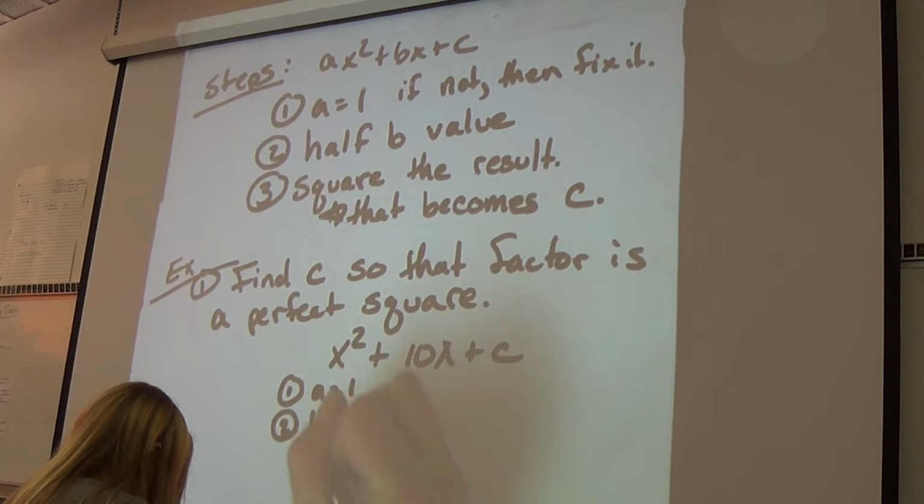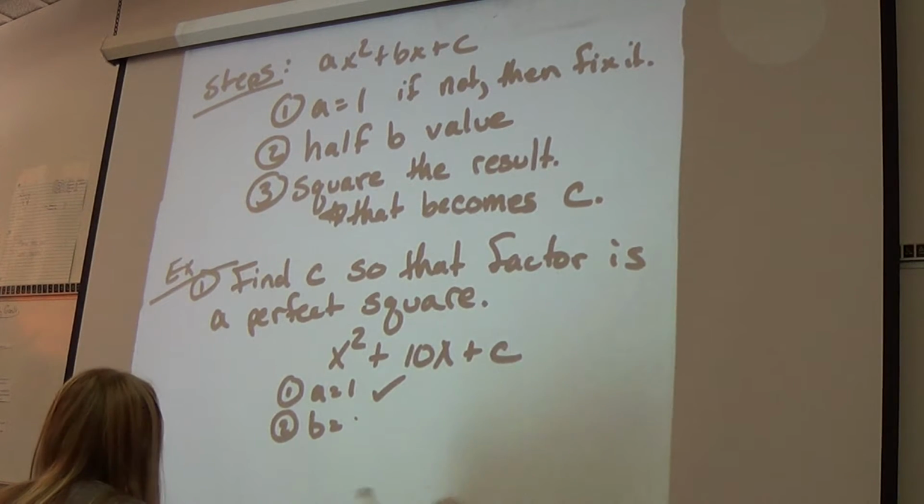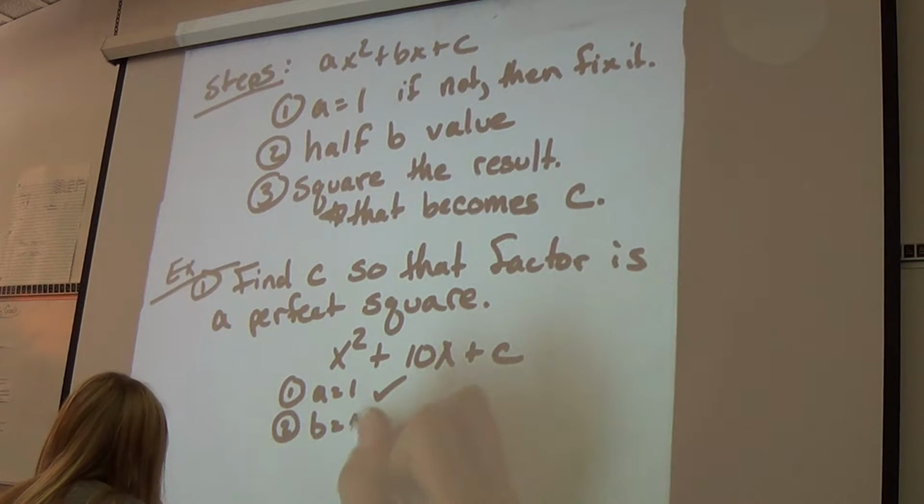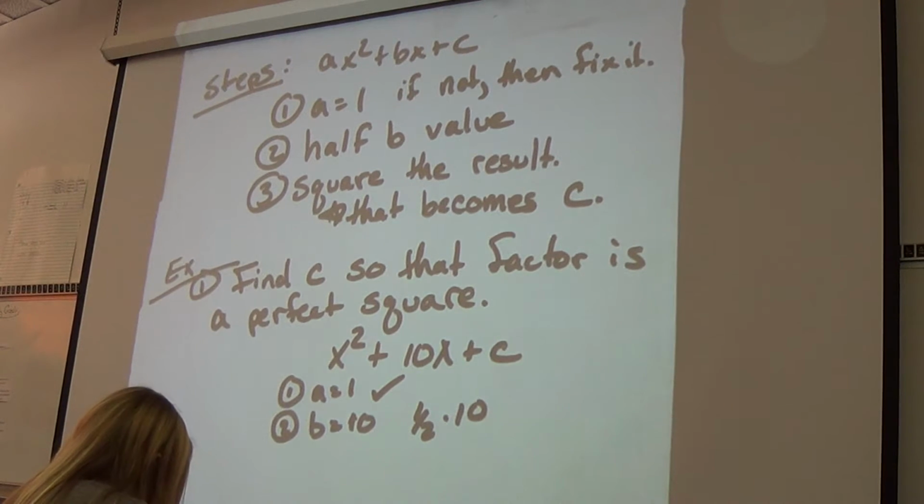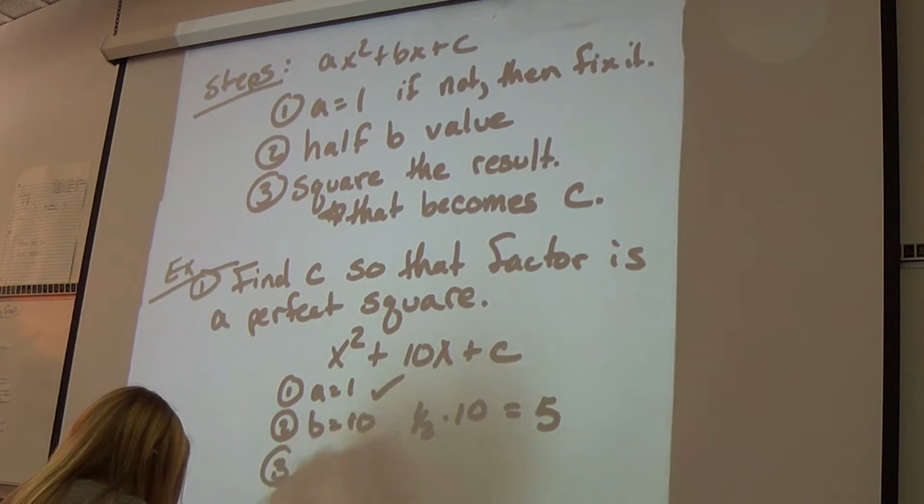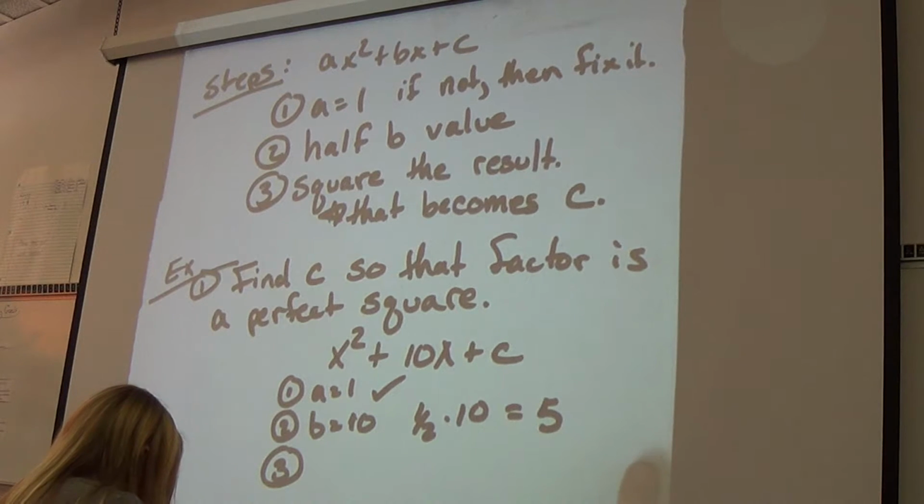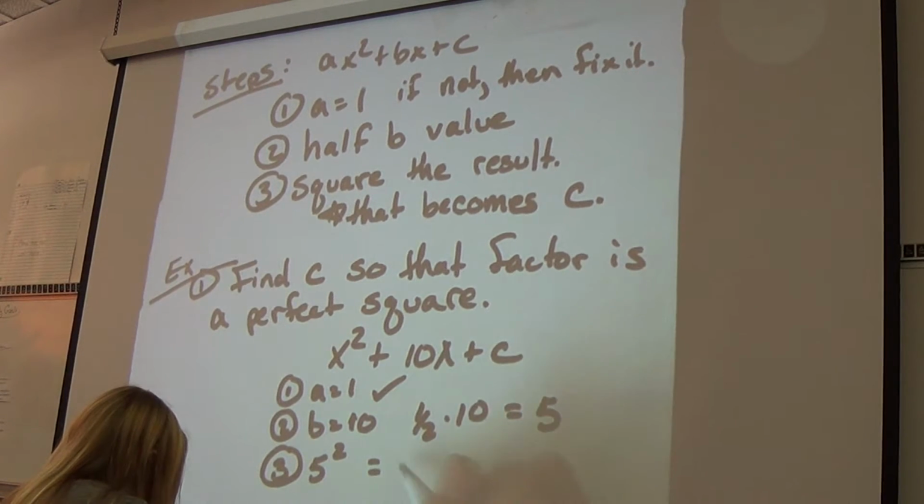What is my b value? No, I mean like the ABC here. What's my b value? So I need to half that 10. Half of 10 is 5. Now I need to take that result and square it. What do I get?